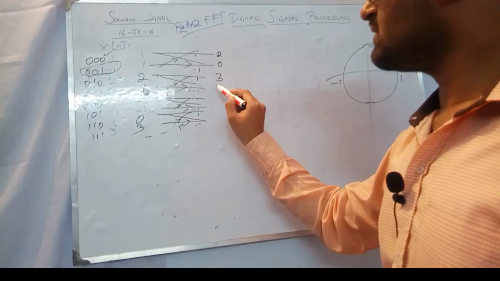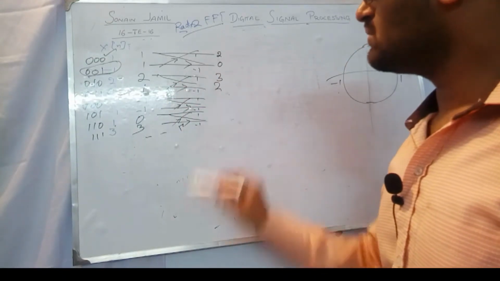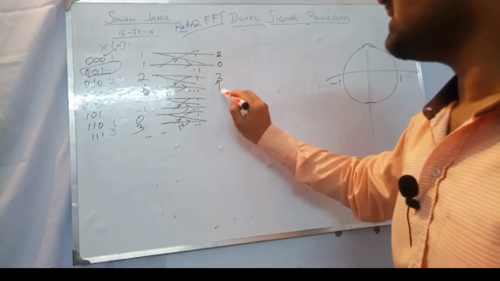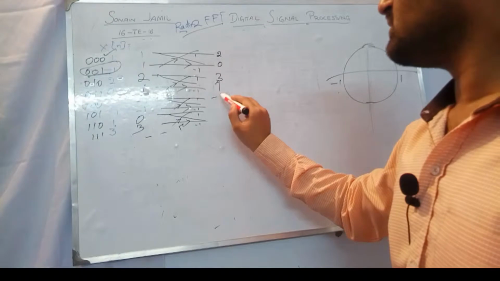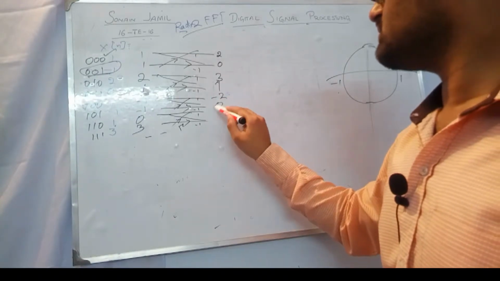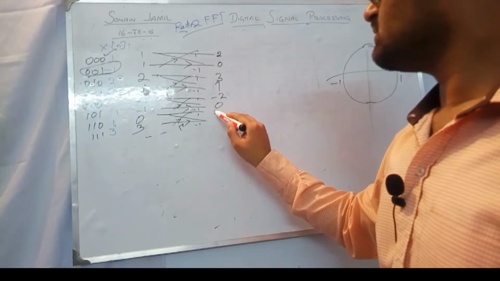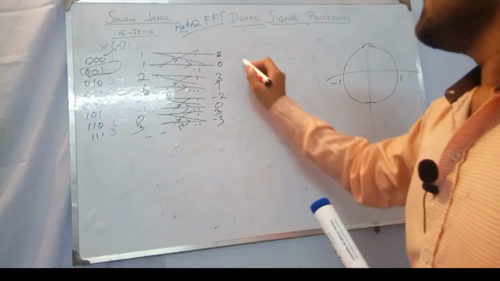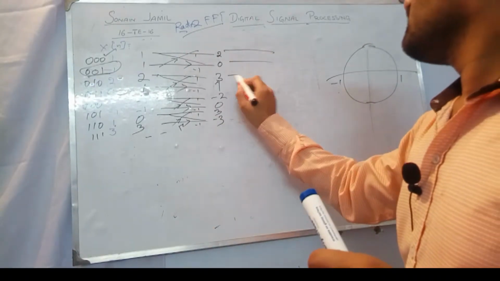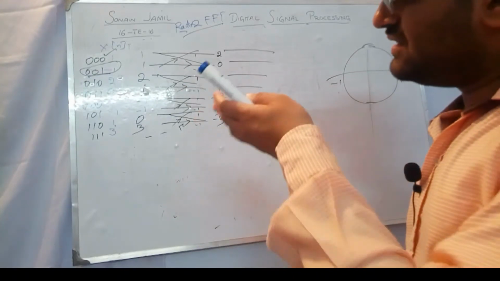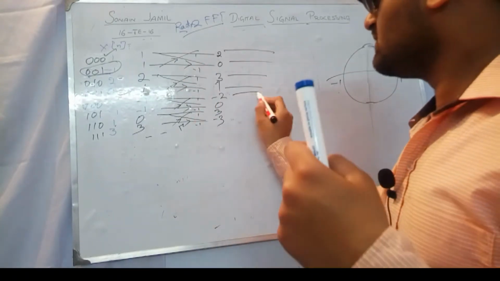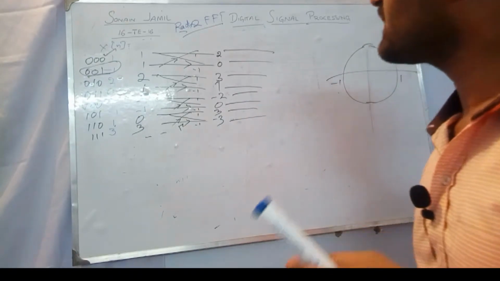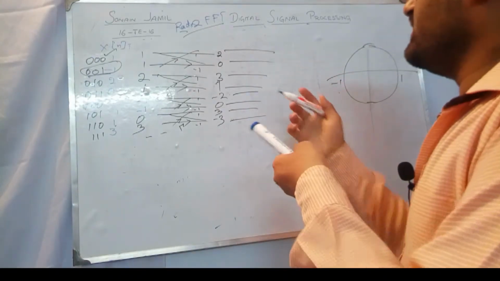3, 2, 1, 3, 1, minus 2, 0, 3, minus 3. This is only the 2-point DFT. So we want to find now the 4-point DFT.